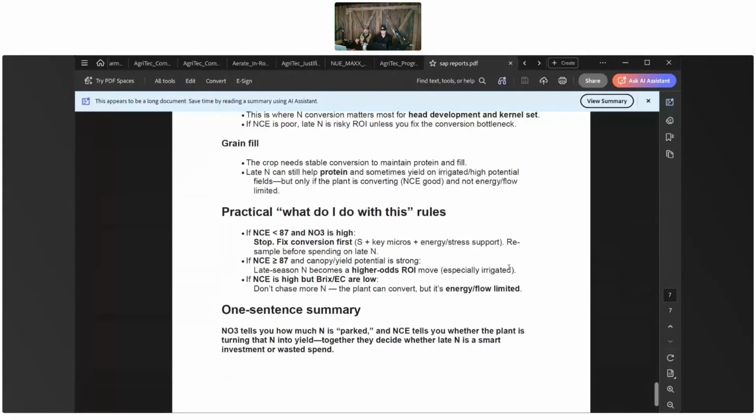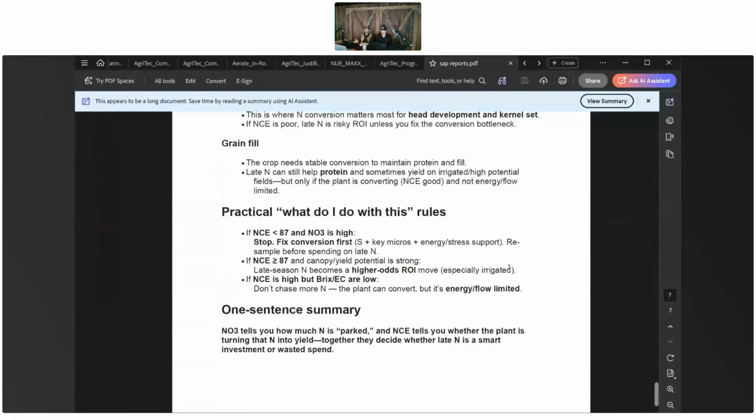So if you have a good NCE above 87 or above 90%, and you have a medium level NO3 or nitrate, that means that's actually good. You have enough nitrogen in the plant, and it's transferring over to amino acids. It's transferring into protein, which is going to build those carbohydrates, which is going to get you your bushels and your kernels.